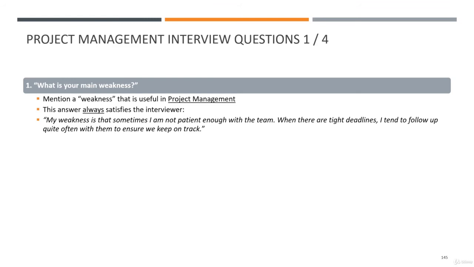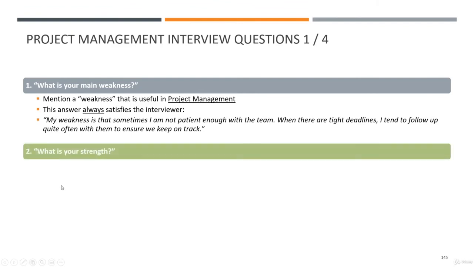But I think this one always works for me, because you say that you are not patient enough with the team and you use the keywords to keep on track. If they hire you, they want you to deliver projects on track. They might have project managers that were not, quote unquote, strong enough with the team and the likes. So I think this always seems to satisfy them, and I see them putting a bit of a tick on their notebooks when I tell them that.